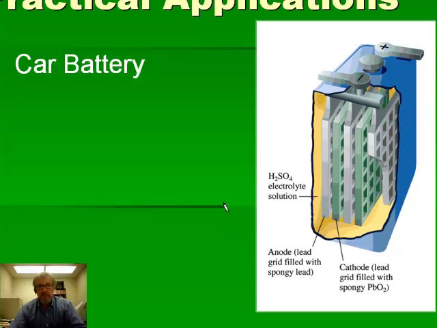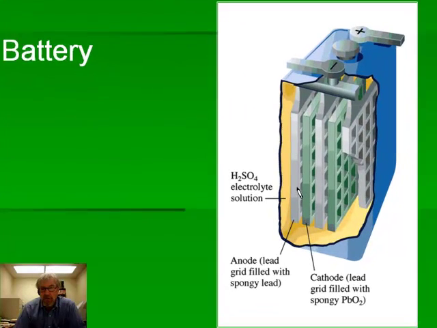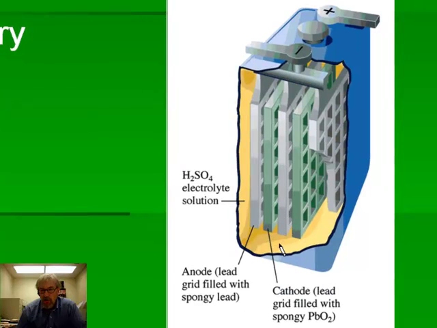A car battery is a good example of a voltaic cell. In the car battery, you have a lead grid, and then that alternates with another lead grid. And every other lead grid here is connected to a different electrode. So half of them are connected to the negative terminal of the battery, half of them are connected to the positive terminal of the battery.